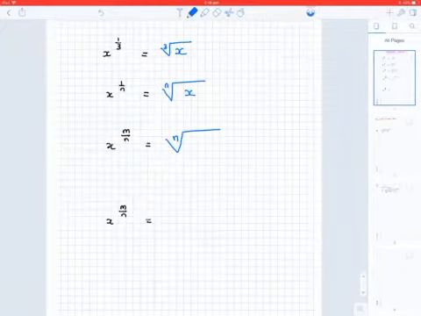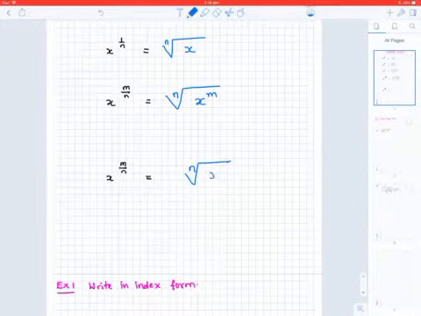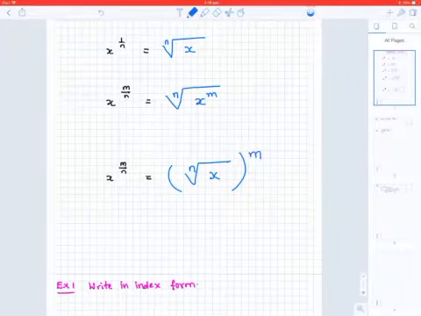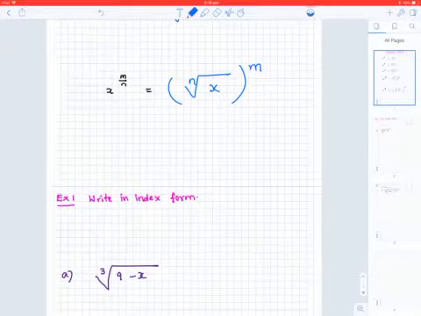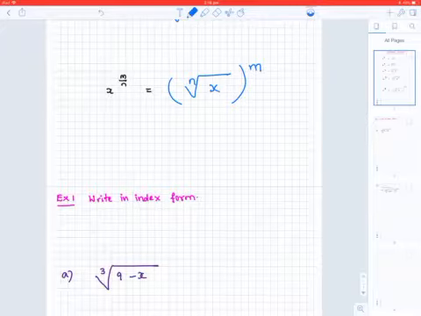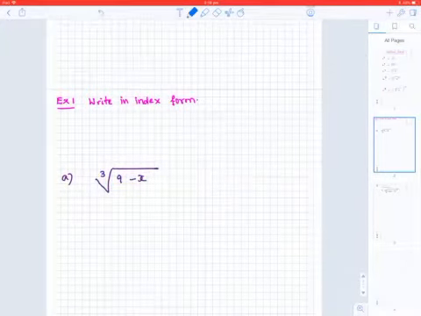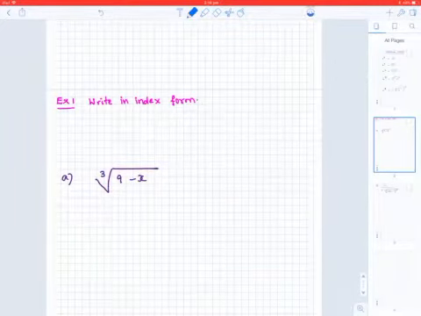And if I have x power m over n, that can be written as nth root of x power m, or we can write nth root of x the whole power m. So we can write in any of these two forms. Okay, so we are going to see how to write any question in index form first, and of course vice versa or backwards. Okay, so let us see the first question.